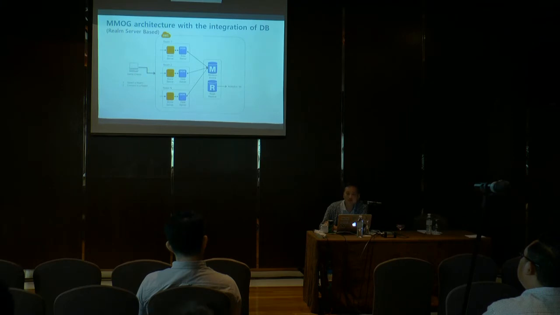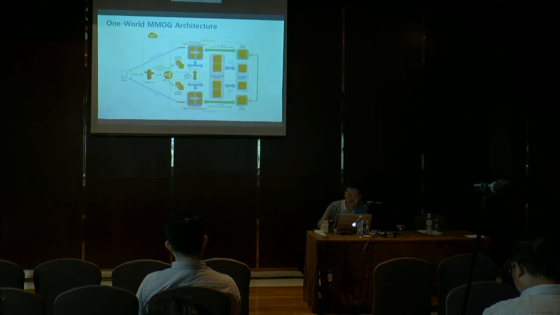One possibility is Aurora. Aurora has a big master and can have 15 copies, so you can integrate the realms. Aurora is usually five times faster than MySQL, but it still has limitations, such as the limit on the master instance size. That is inevitable. So the next thing is a kind of one-world MMO architecture.